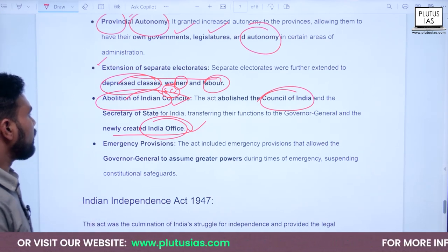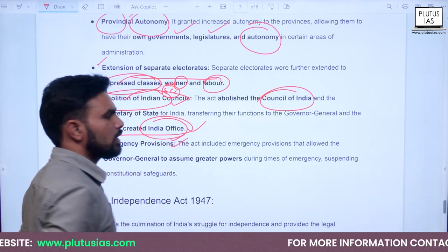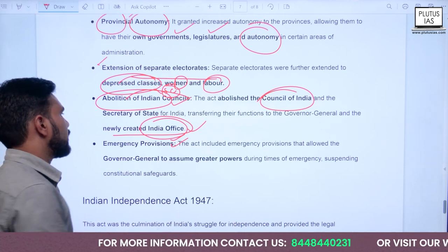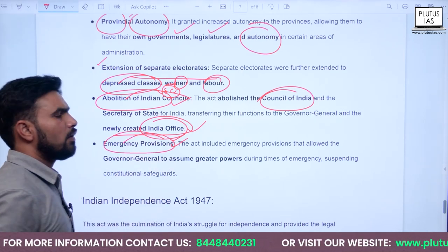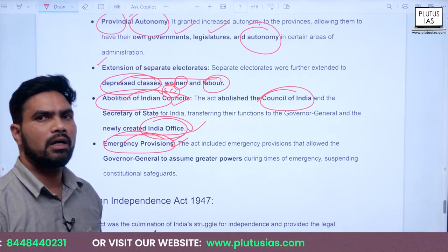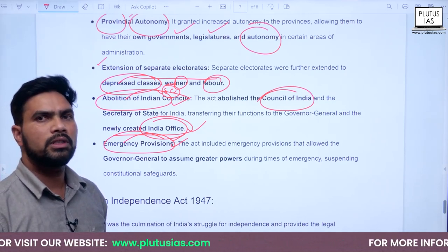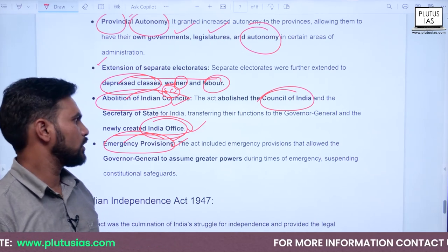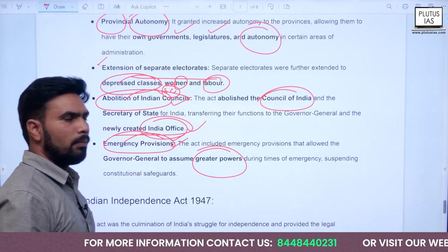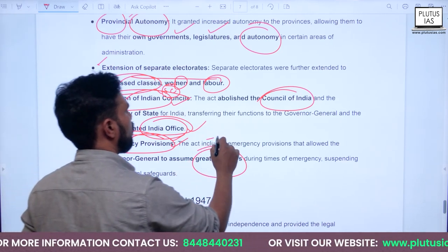Right. Emergency provisions. As we have seen, a federal system has been formed. So a system of emergency provisions was introduced. Whenever there is an emergency, the Governor General will acquire all the powers and oversee the administration of the provinces. So the Governor General basically will assume more and more powers. So this is a very precautionary system.